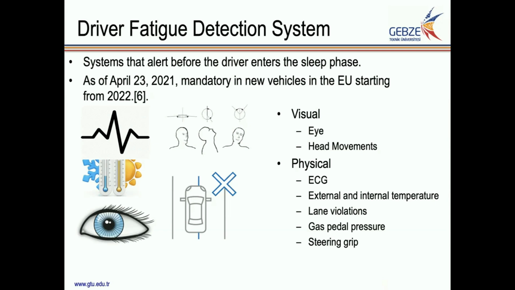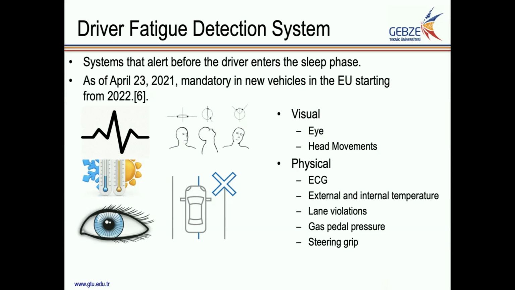So besides, for example, car companies, some people are using different sensors. Some of them are visual sensors. The other one is physical sensors. The visual sensors depend on the eye and the head movements. They are monitoring the drivers during the driving.